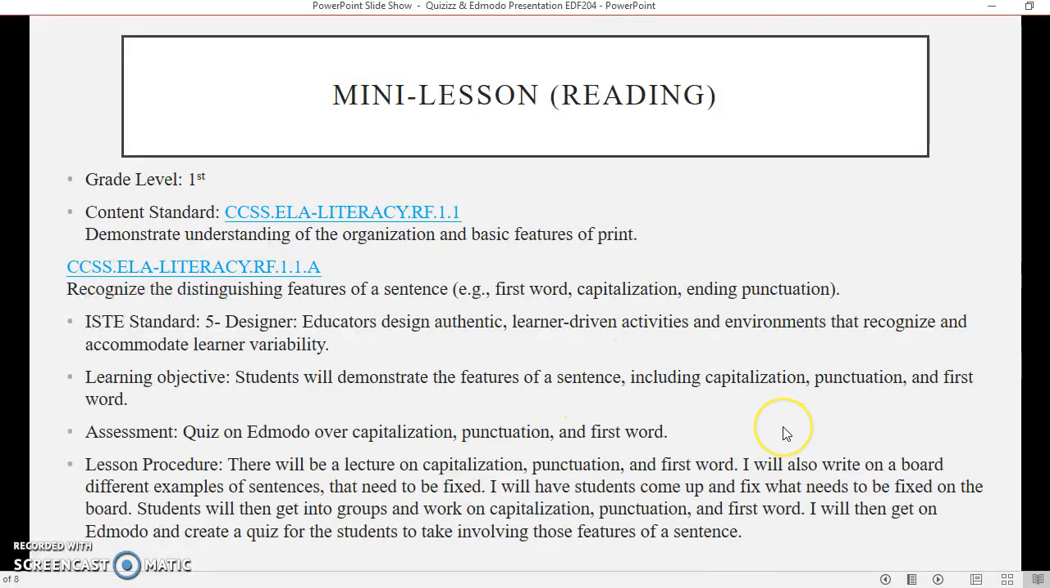So here's the mini lesson on reading for the 1st grade. Here are the standards. The assessment would be a quiz on Edmodo over capitalization, punctuation, and first word. So there's a lecture on it, and then what I would do is have students come write different examples on the board that need to be fixed. For example, if a letter's not capital in a sentence, they can come up and fix that. And then there will be a quiz on Edmodo for them to take, and that will also show me what they missed, what they got right, what they might need more help on.